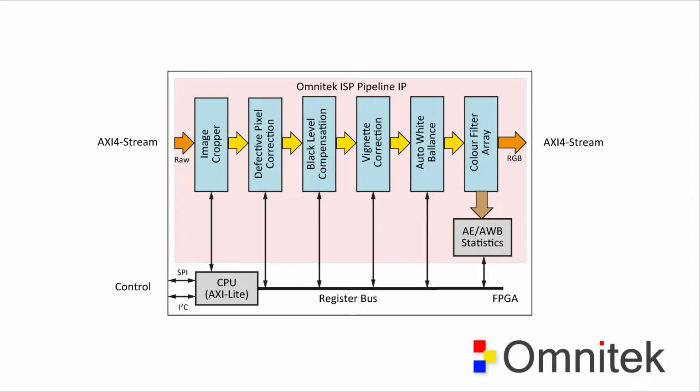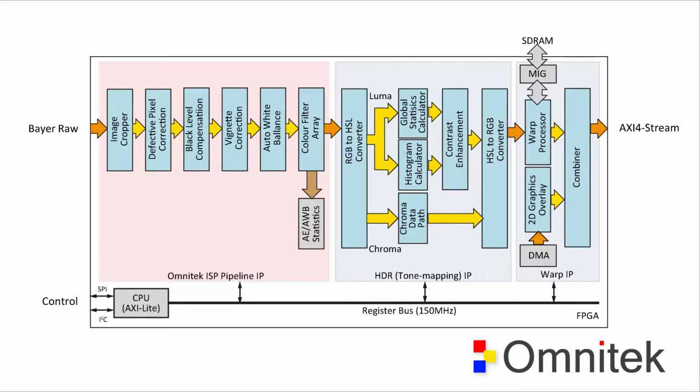In this block diagram, you can see the key blocks of the ISP block. On the left, you can see the image cropper, then we have a defective pixel correction block, we then have a black level compensation block, followed by a vignette correction block, an auto white balance and a color filter array. You can also see some additional processing to capture statistics from the image such as histogram and average levels, which are used to automatically control the previous processing blocks.